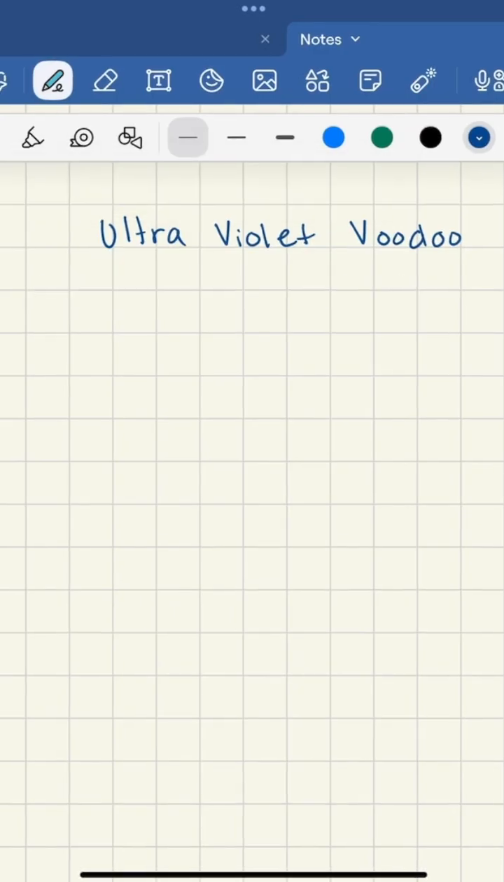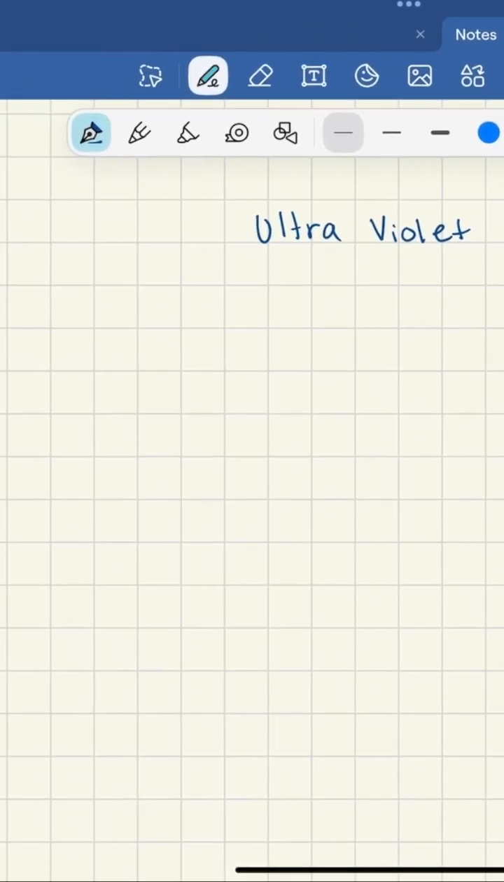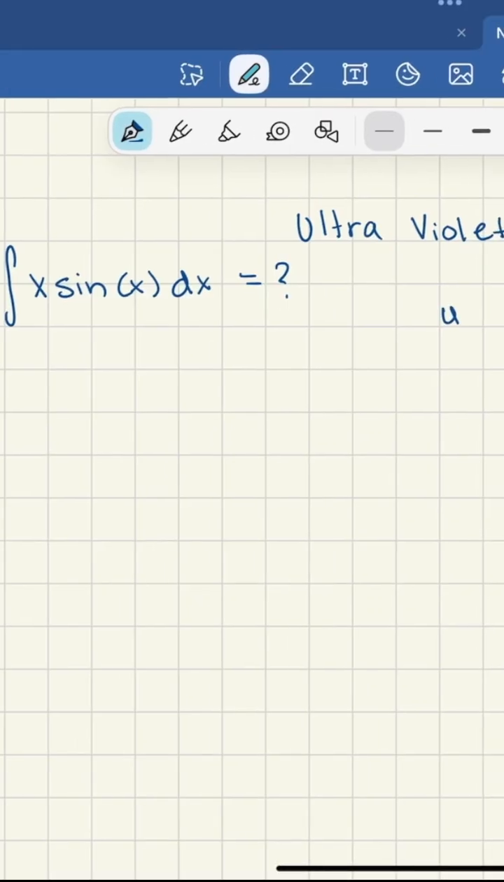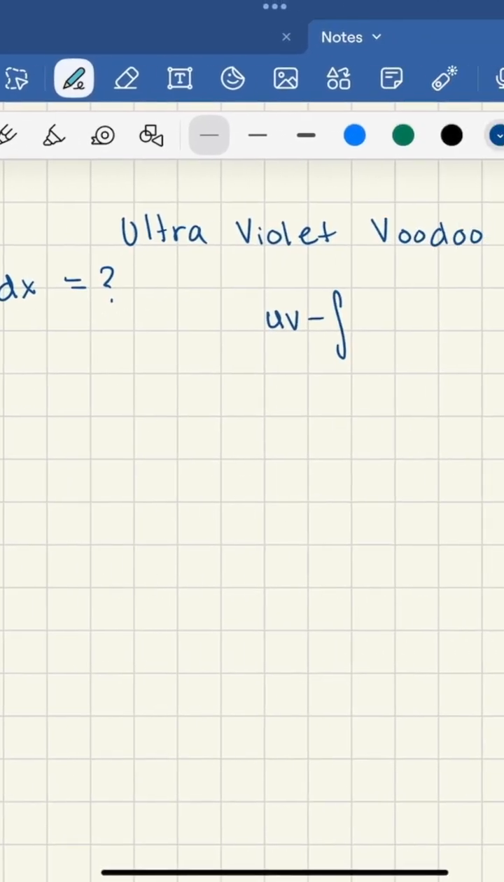So I'm going to start by writing our problem, and our practice problem is a little bit more on the simpler side, but this integration technique can be applied to more complicated topics. The formula itself is the same. The formula for integration by parts, which is why it's more commonly known as ultraviolet voodoo, is uv minus the integral of v du.